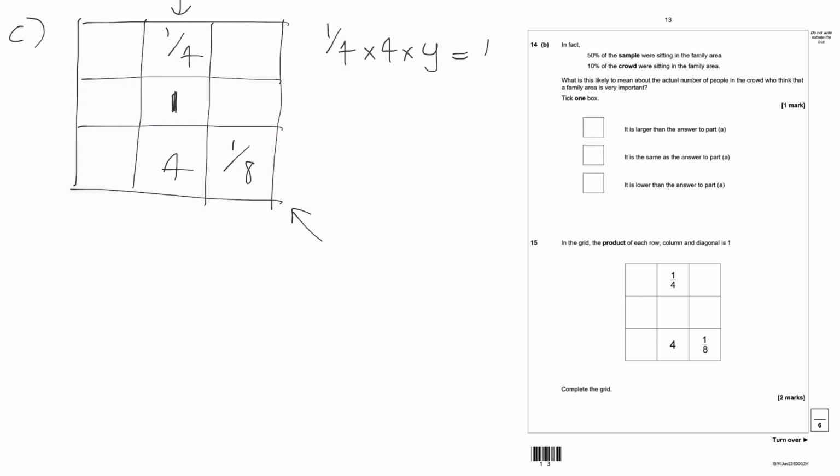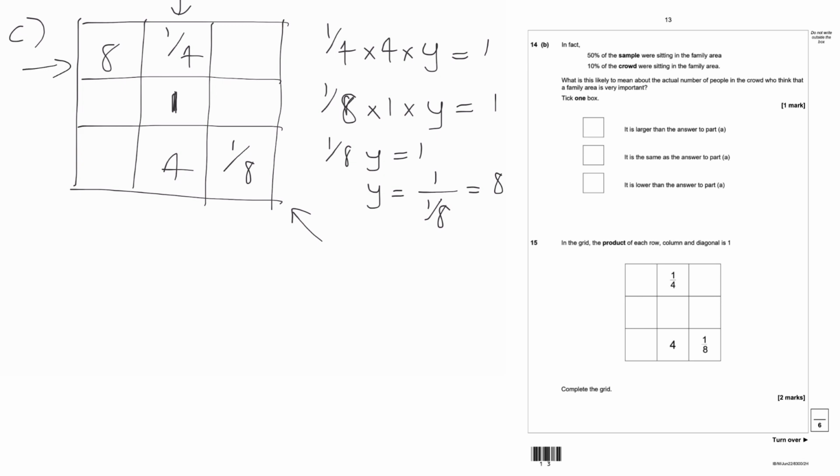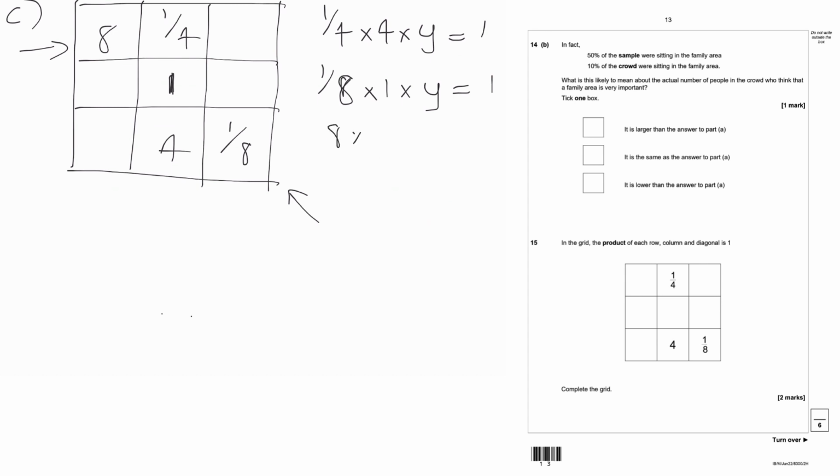So now we're going to attack this diagonal. So here we have an 1/8 times 1 times y equals 1. So in this case, we now have 1/8 y equals 1, which means y equals 1 over 1/8, which equals 8. So now we can have a look at the row over here. So we now have an 8, or rather we have 8 times a quarter times y equals 1. So 8 times a quarter is 8 over 4, which is 2. So we have 2y equals 1, hence y equals a half.